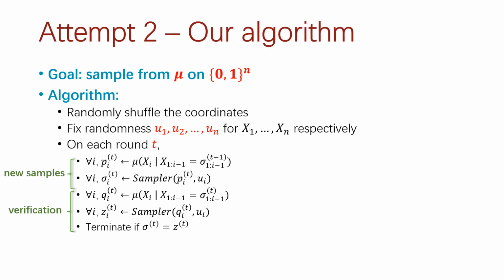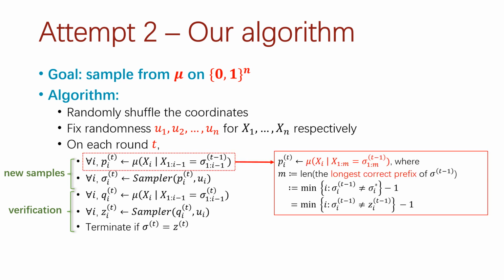Our second attempt, and our algorithm, makes some modifications to generating new samples on each round. Instead of conditioning on all previous variables for each xi, we only condition on all variables in the longest correct prefix. Technically, the longest correct prefix can be found using the previous sample and the intermediate vector zt we use to verify the correctness of our previous sample. So this step does not increase the round complexity of our algorithm at all.